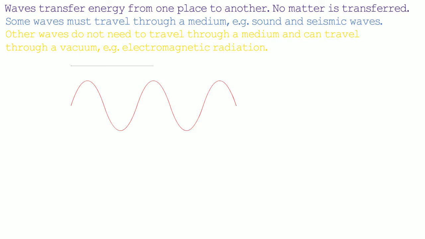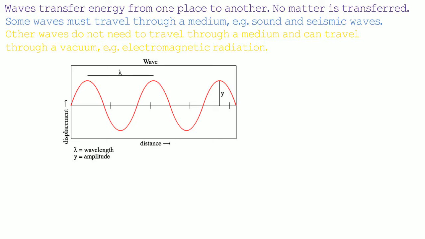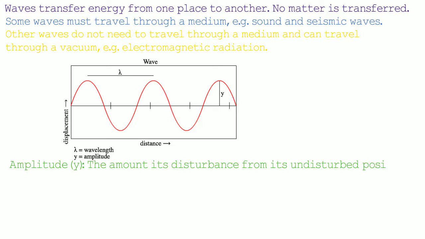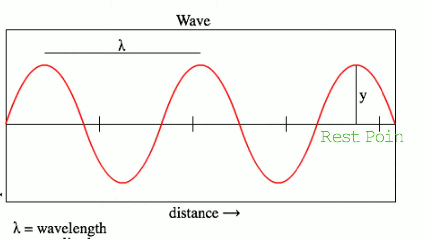Here we have a diagram of a wave. We can work out the amplitude, wavelength and frequency of all waves. The amplitude is the disturbance from its undisturbed position. It is the distance between the rest point, which is the black center line or the x-axis, and the crest.